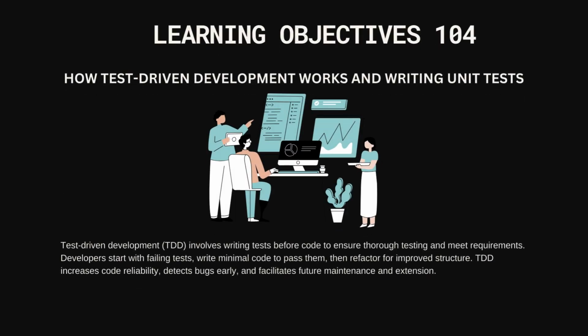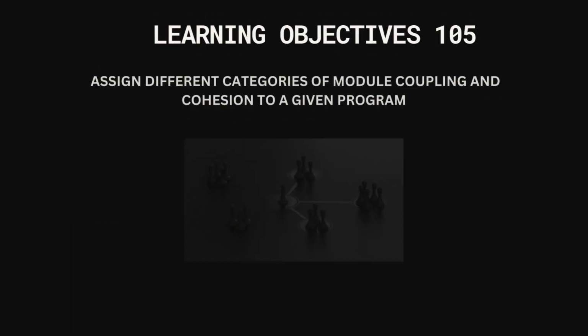And another objective here we have is how test driven development works and how to write unit tests. So, what is test driven development, how does it work, and how you can ensure that your software is tested in all phases of development so that when it goes live, it is bugless and it works fine. So we'll jump into that as well.